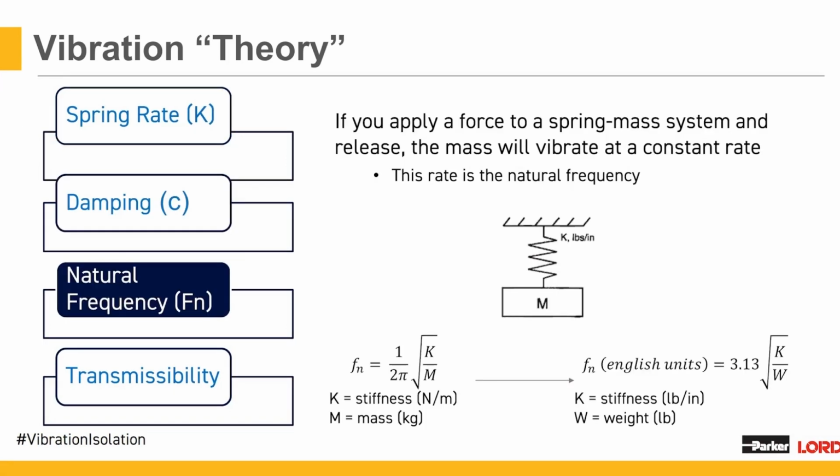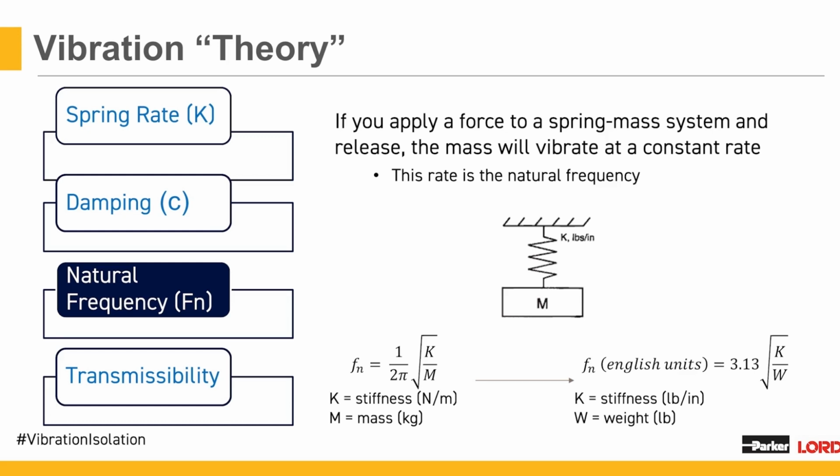When we have a system, think of a simple spring mass. You apply a force to the spring, it's going to oscillate up and down, and it's going to oscillate pretty consistently. That rate at which it oscillates is the natural frequency. We have the two formulas for natural frequency here. On the left, we have the metric formula, which is 1 over 2 pi times the square root of stiffness over mass. And in English units, it is 3.13 times the square root of stiffness over weight.